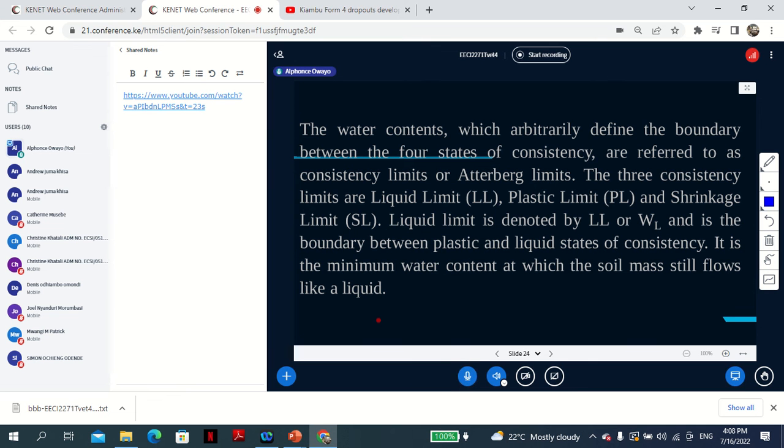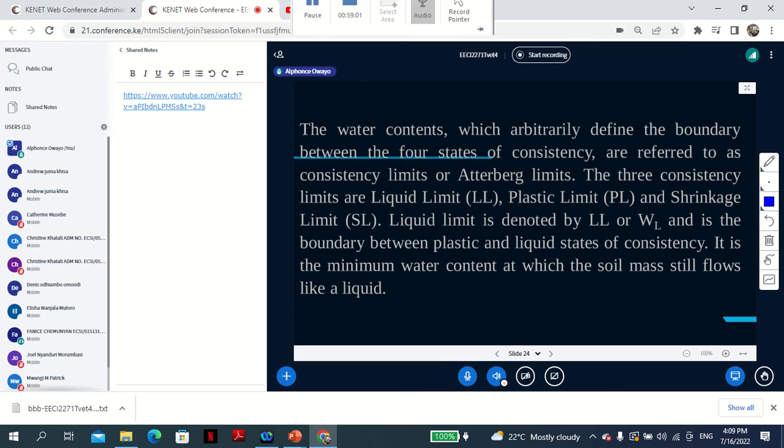So the liquid limit is, for example, beyond that point, the soil is bound to behave like a liquid, but this is the minimum water content at which the soil starts to behave like a liquid. For example, if above 40%, the soil is behaving like a liquid. So the minimum, let's say a water content of 40%, is where the soil starts to behave like a liquid. That's what the liquid limit is.